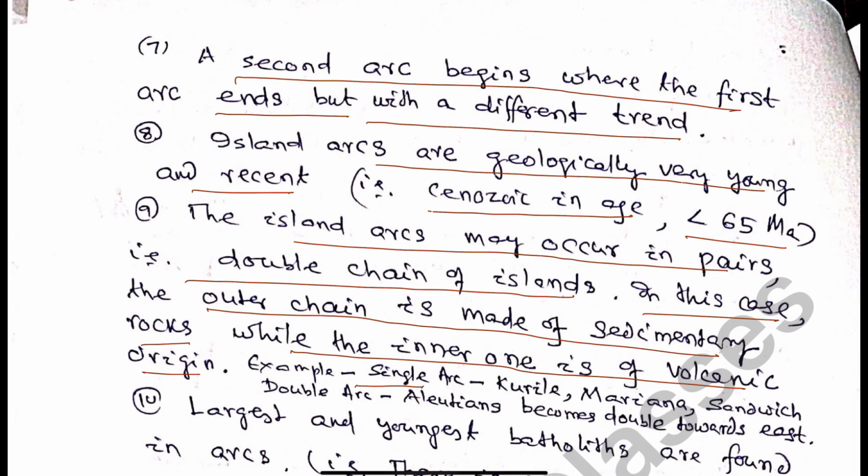Examples of single arcs are Kurile Islands, Mariana Islands, Sandwich Islands, and double arcs are Aleutians. Actually, Aleutians are single towards west and towards east they become double. Towards the North America side they become double islands.